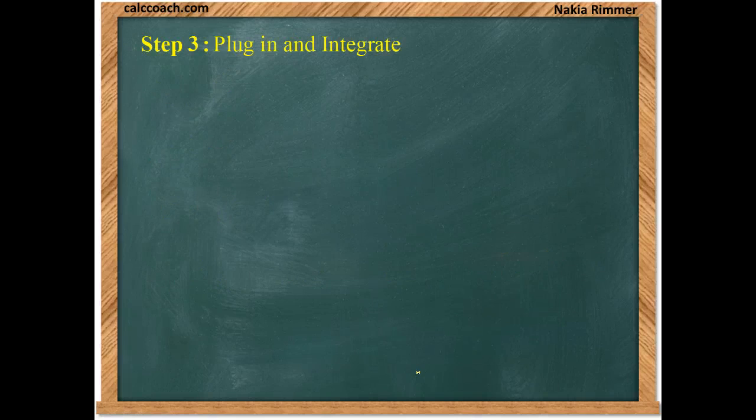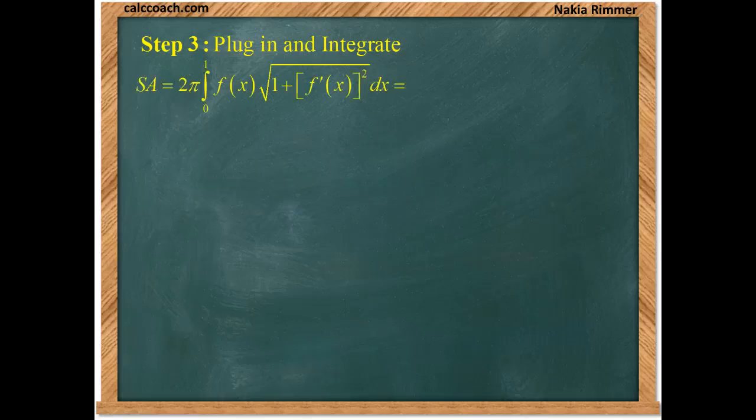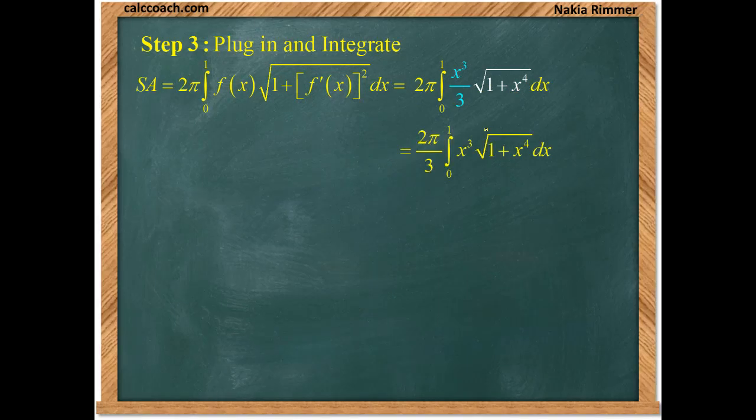Okay, great. We've simplified the ds part. Let's move on to step 3. We're going to plug in and we're going to integrate. We had this formula from the first slide. Replace f of x by your function and replace the root by your simplified version. So f of x is replaced by x cubed over 3, and the root is replaced by the square root of 1 plus x to the 4th. Let's pull the 3 out, and we're looking at x cubed times the square root of 1 plus x to the 4th.